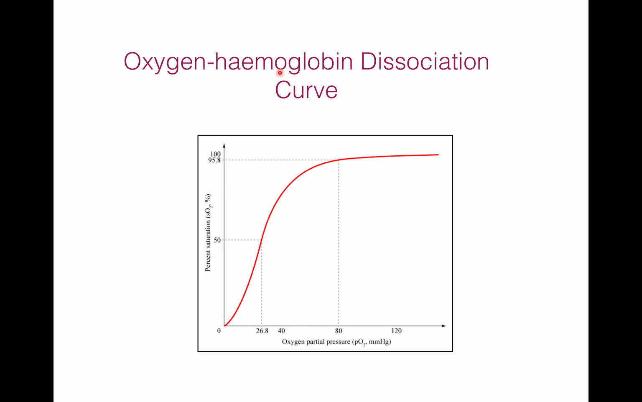There is one oxygen hemoglobin dissociation curve. It is of hemoglobin. It is the graph which shows the percent saturation of hemoglobin with the change in partial pressure of oxygen at constant pH. Here you can see on the y-axis there is percent saturation of oxygen, and on the x-axis oxygen partial pressure in mmHg.